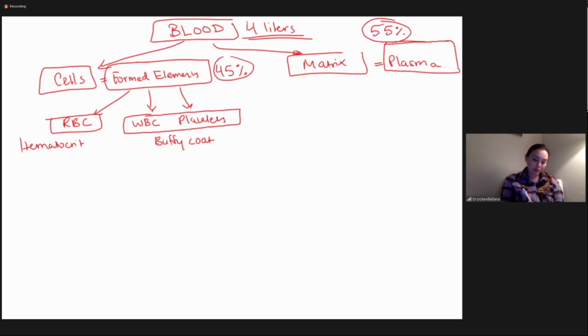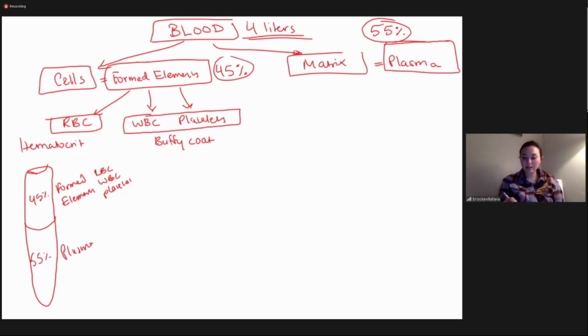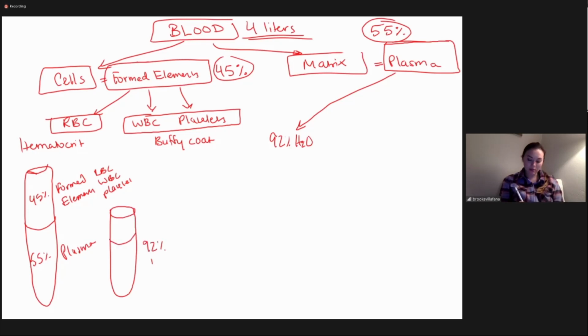So if we picture blood in a little container, 45% is the formed elements. Like I said, red blood cells, white blood cells, and platelets. And then 55% is that plasma. And the plasma breaks down into, oops, my little guy over here. Plasma, 92% of plasma is water. So we look at that plasma by itself, 92% is water. We'll draw that in blue here.